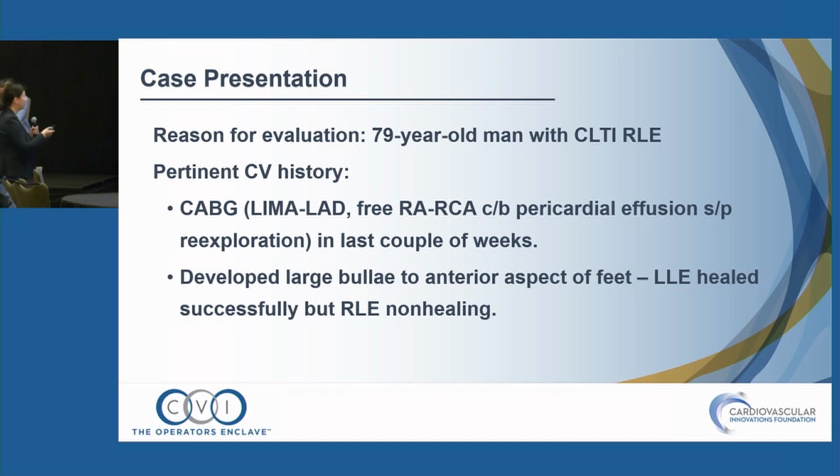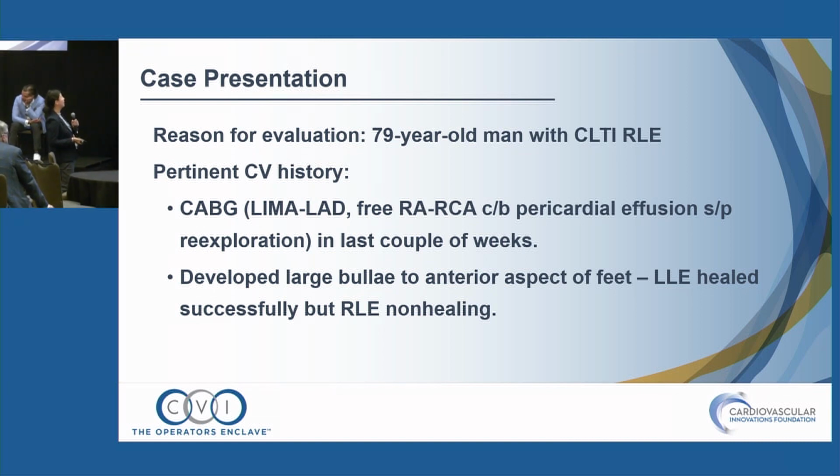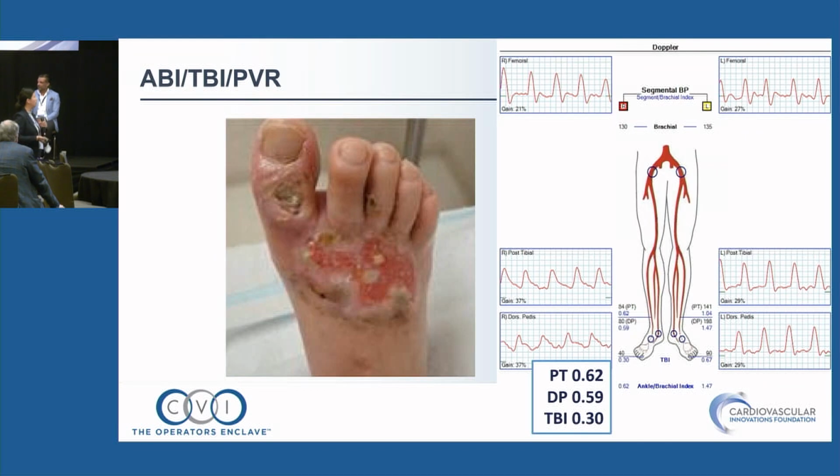The reason for our presentation is a 79-year-old man with critical limb ischemia of the right lower extremity. The background history is that he had a CABG about a couple of weeks prior to coming to my clinic. He had a LIMA to LAD and a free radial artery to RCA. He unfortunately had a pericardial effusion after the CABG was completed and had a re-exploration. So we already know he's kind of a sick guy. He developed large bullae on both feet, on the dorsal aspect. The left lower extremity healed successfully, but the right lower extremity remained non-healing.